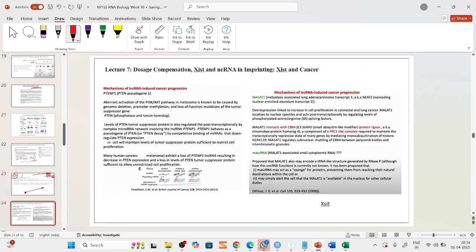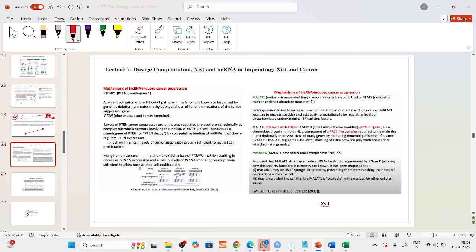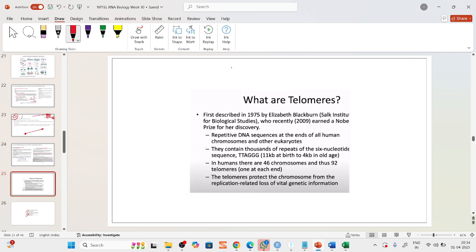Then we have studied that cyst is very much involved in cancer. I mean, not much to explain over here, but yes, cyst is involved in cancer. And then we have studied what are telomeres.